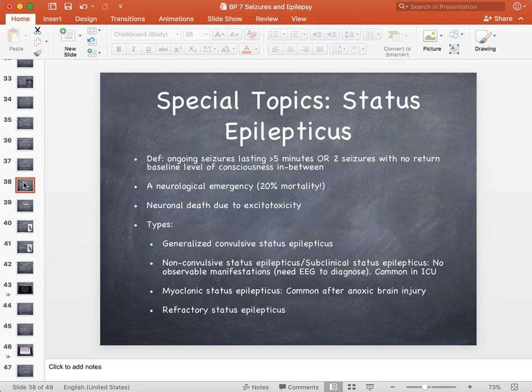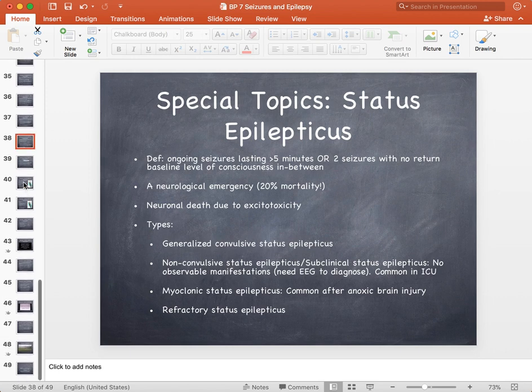All right. Now, having reached the point we are at, let's get into just a few special topics that come up in seizures. And these are all ones you're definitely going to run into either in the hospital or in clinic during your rotation. The first is status epilepticus. This is essentially a seizure that goes on for longer than 5 minutes, or you have 2 seizures with no return to your baseline level of consciousness in between those 2 seizures.